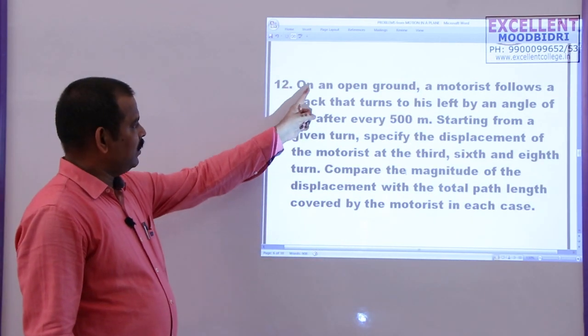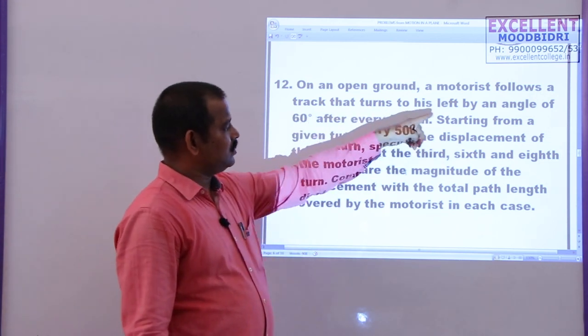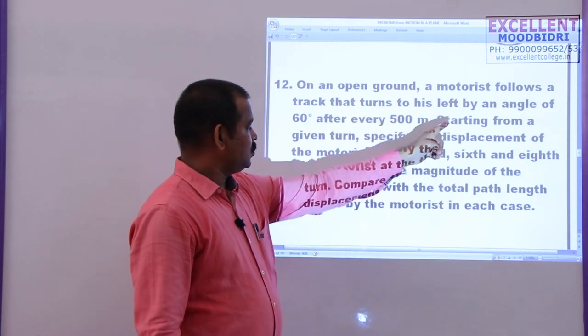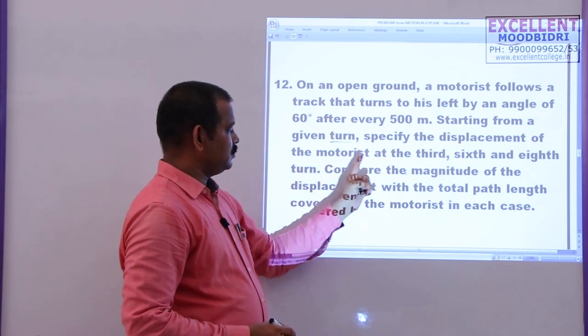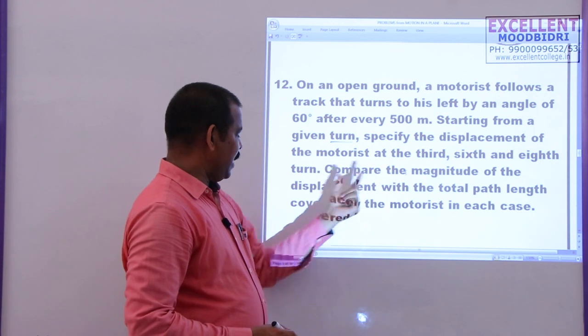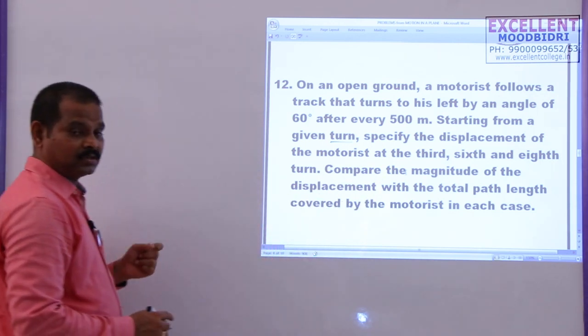12th one. On an open ground, a motorist follows a track that turns to his left by an angle of 60 degrees after every 500 meters. Starting from a given turn, specify the displacement of the motorist at the 3rd, 6th, 8th turn. Compare the magnitude of the displacement with the total path length covered by the motorist in each case.